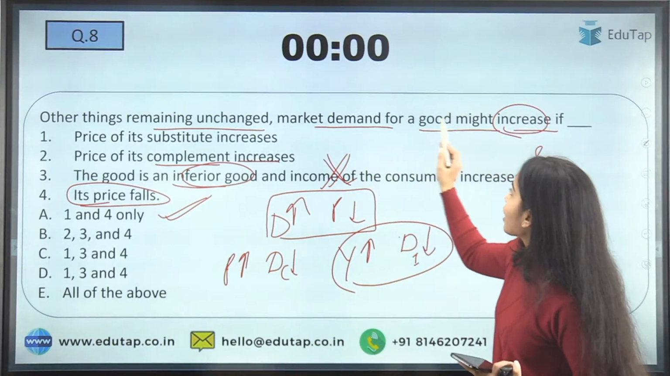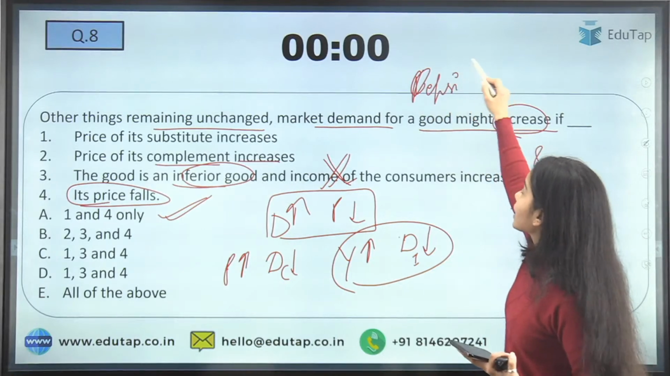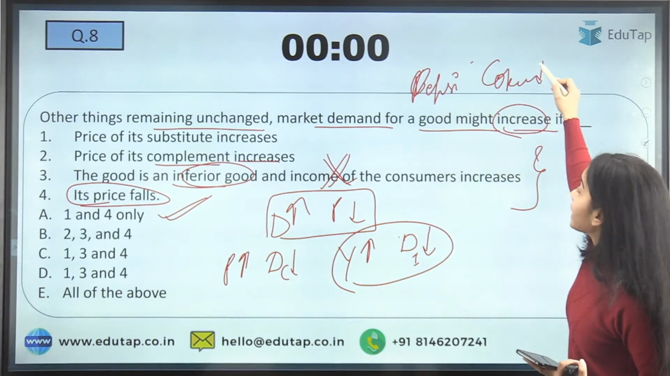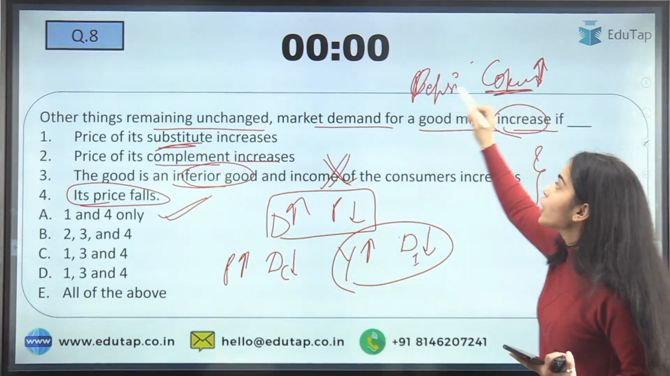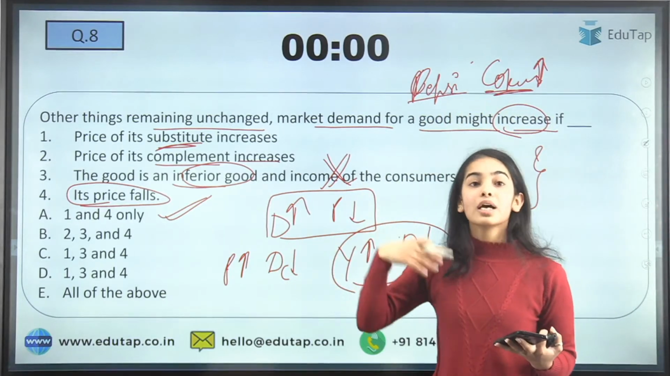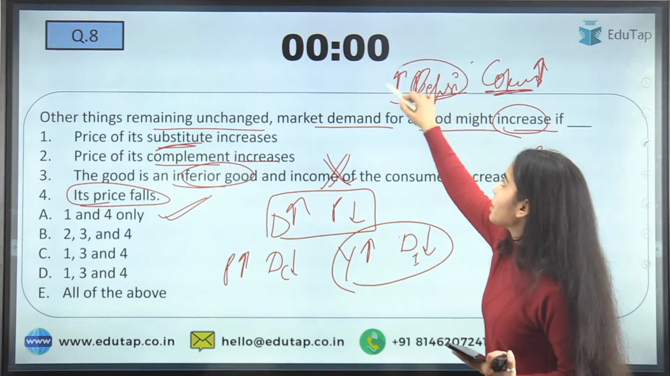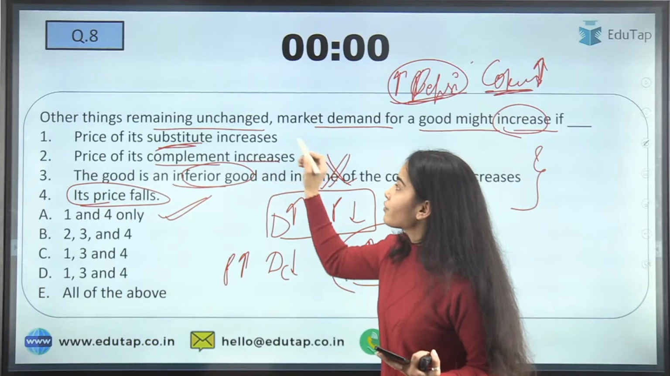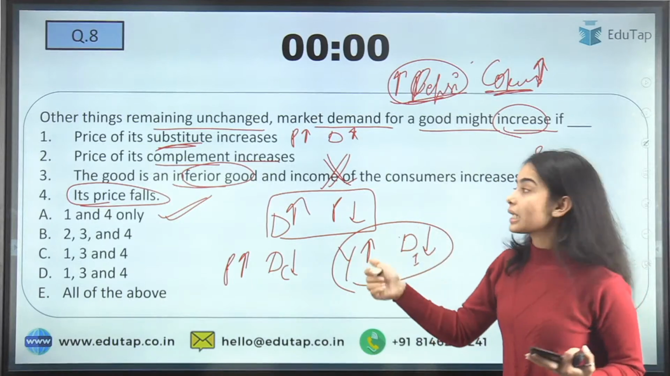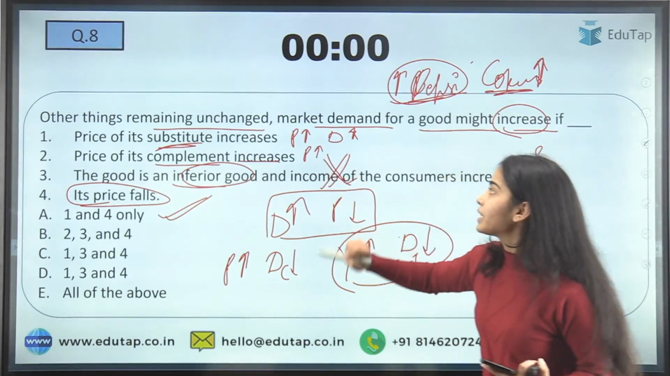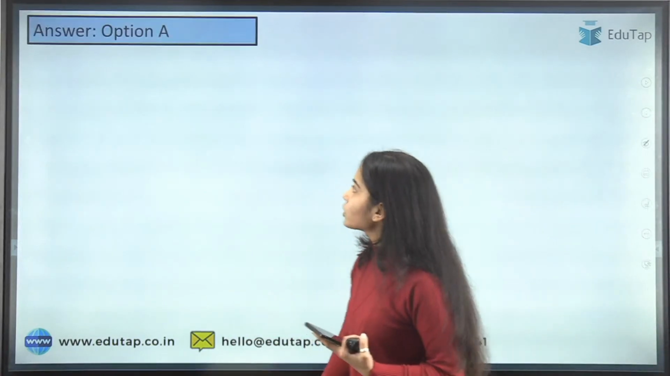So when the market demand for a good might increase, like the demand for Pepsi is rising, Coke prices must have increased. In the case of substitute goods, if the Coke prices are rising, you will say I do not want Coke, I will buy Pepsi because it is a close substitute. So the demand for Pepsi will rise. In substitute goods, if the price of a substitute is rising, the demand for the other good will increase. In complements, when the price of one complement is rising, the demand for the other complement will decrease. So the right answer will be 1 and 4.